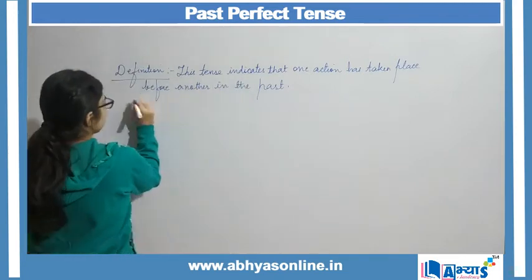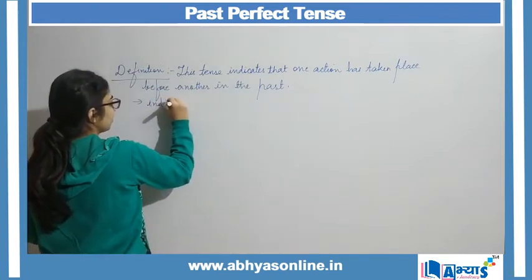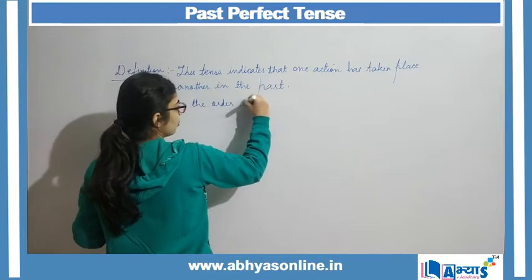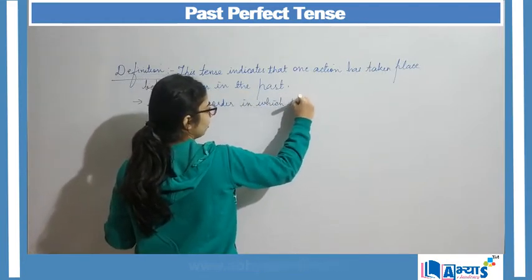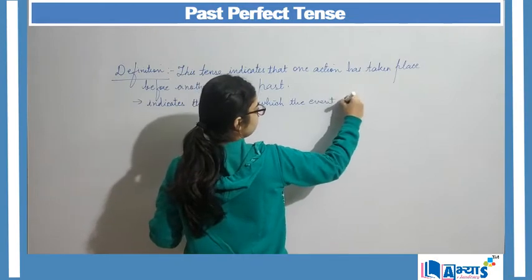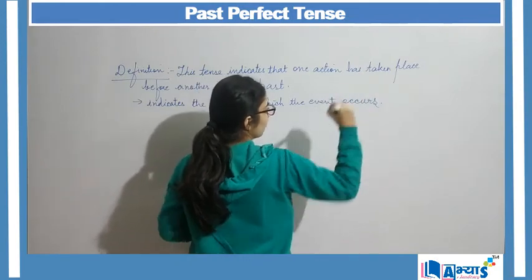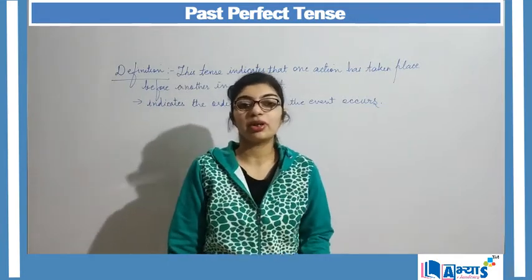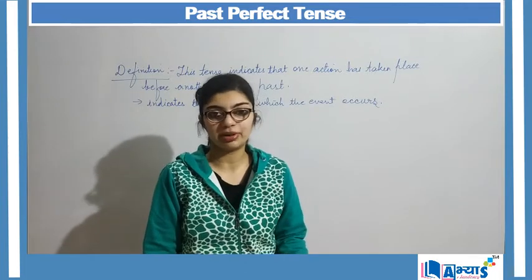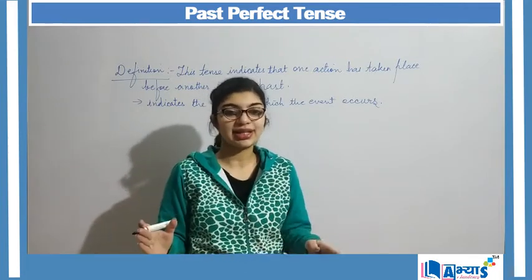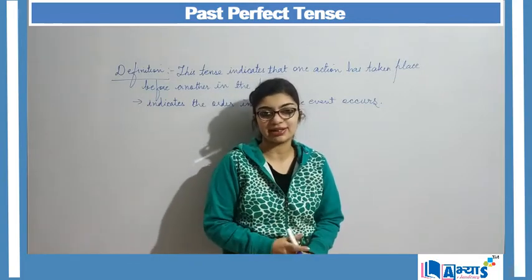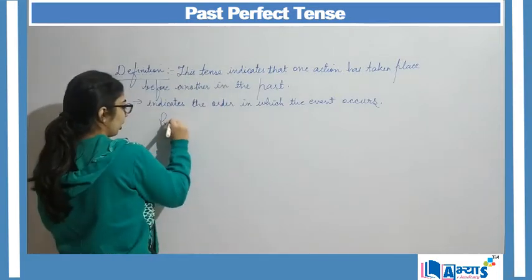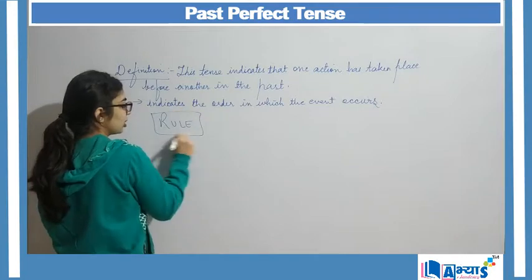So another point is that it indicates the order in which the events occur. Now, the most important thing is the rule to remember, to identify that a sentence contains a past perfect tense. So the rule to identify past perfect tense is important, because there is no rationalization in English.